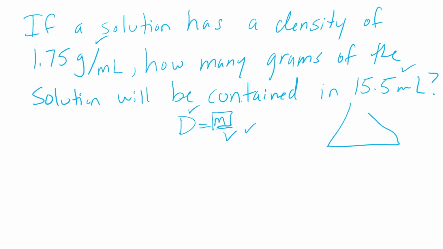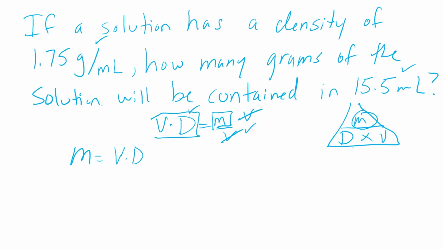Remember, if you're not sure, you can do the DMV triangle. And in this case, mass would be density times volume. So mass is equal to volume times the density. We're basically, again, multiplying the volume to each side. They're going to cancel and give us volume times the density.